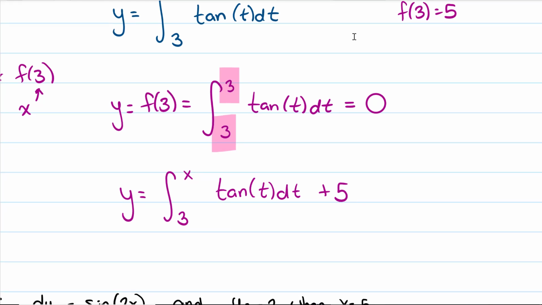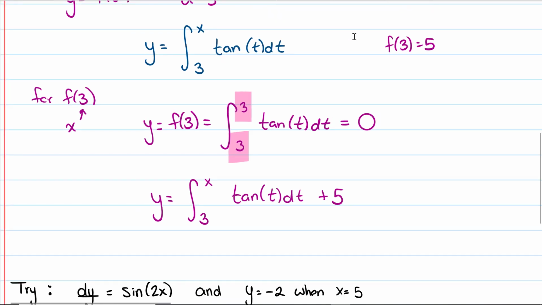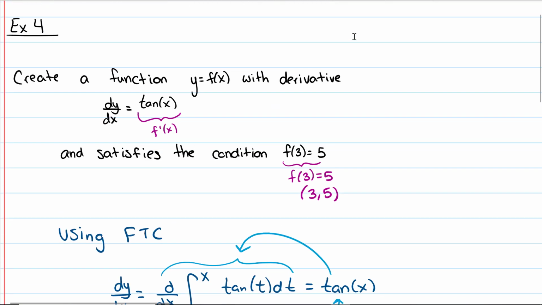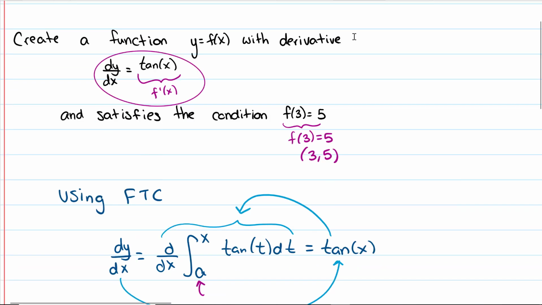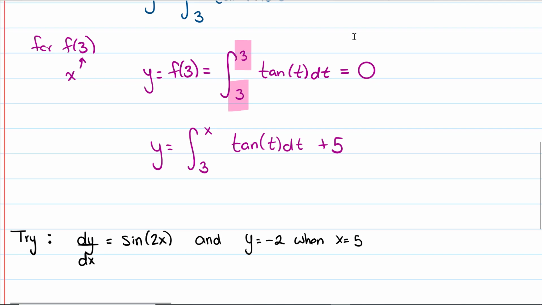Because think about it. If you take the derivative, what happens to a constant? It goes away. And back in the beginning, the derivative is tangent of x. There's no constant there. But when you take the derivative of a constant, it goes away.